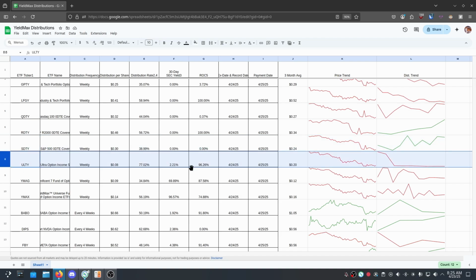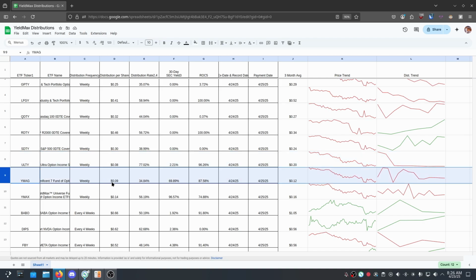ULTY, we have, where is that? 8 cents with a 3-month average of 20 cents. So this one got obliterated. Something I'll add, I kind of forgot, is the current price. So I want to add the current price just as a column.